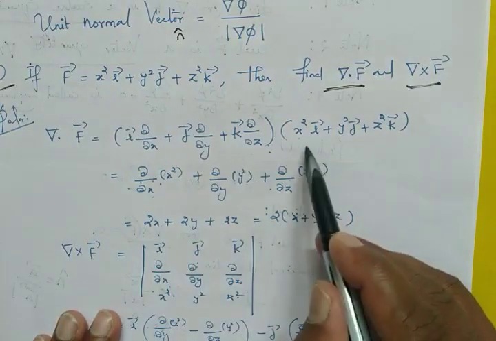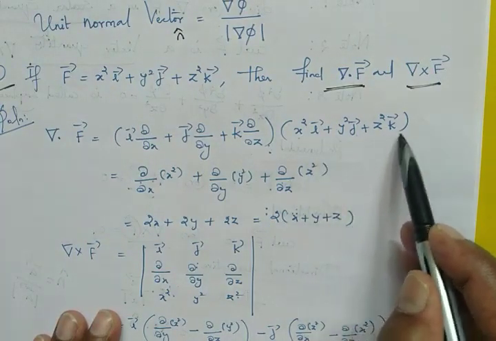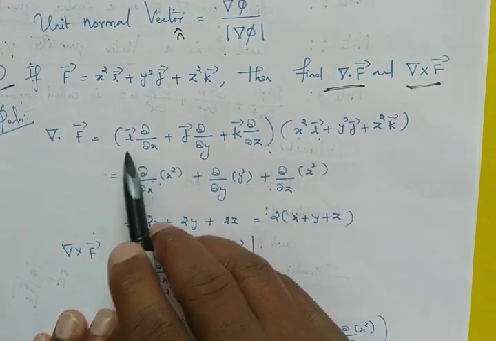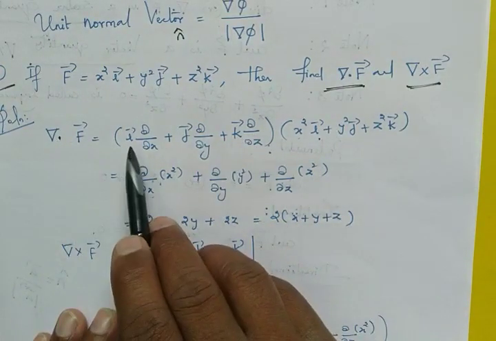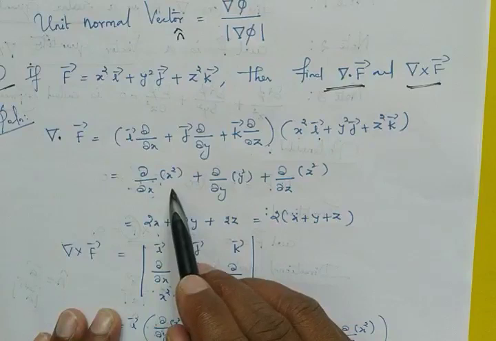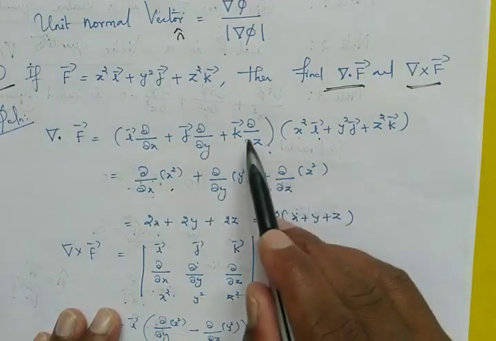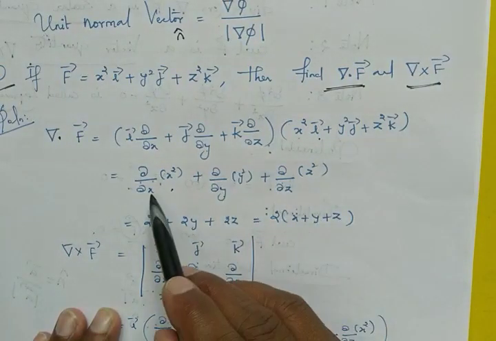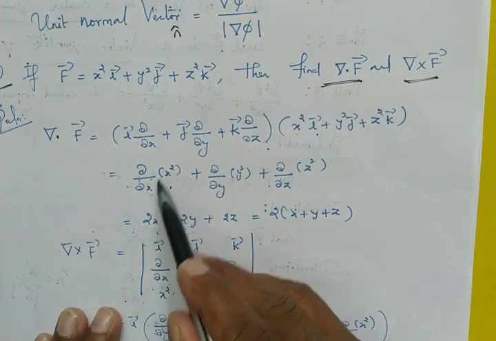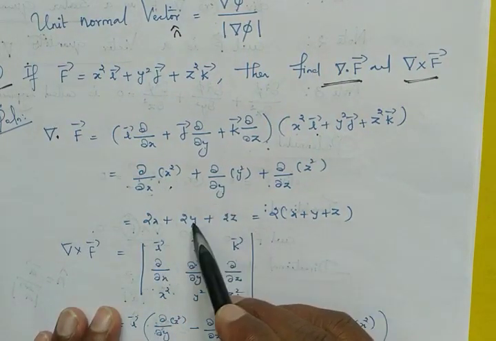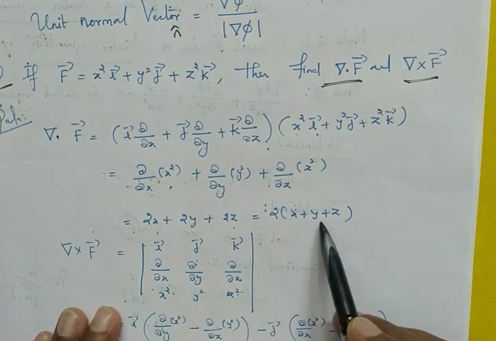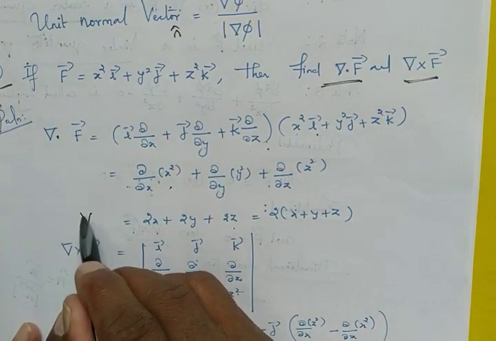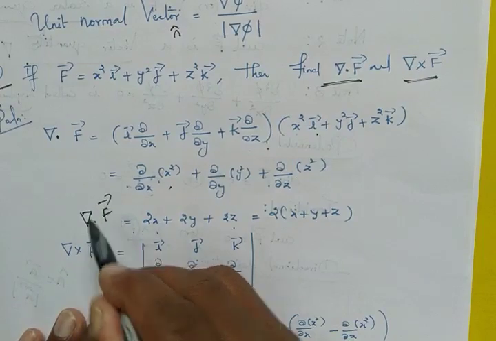Here the given f vector is x square i plus y square j plus z square k. When you are doing the dot product, we multiply the same vectors, i with i. Therefore, dou by dou x of x square plus dou by dou y of y square plus dou by dou z of z square. Partial differentiation gives 2x, 2y and 2z. Taking 2 common outside, 2 of x plus y plus z. This gives the divergence of f vector.